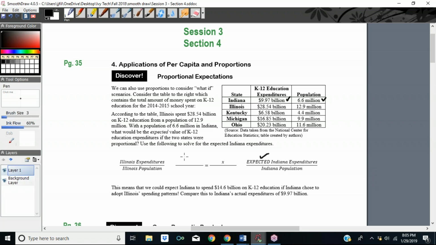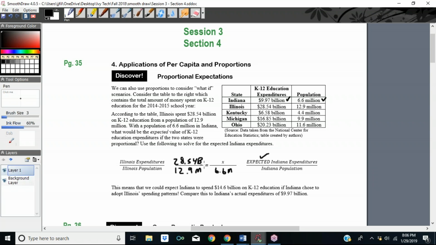So let's get this set up. We're going to take the Illinois expenditures, 28.54 billion, and the population, 12.9 million, and then Indiana's population, because we're trying to find the expenditures. We're making a prediction. So Indiana's population, 6.6 million.